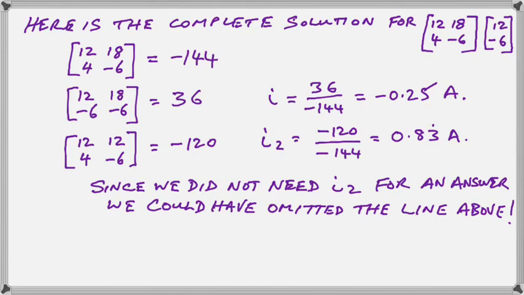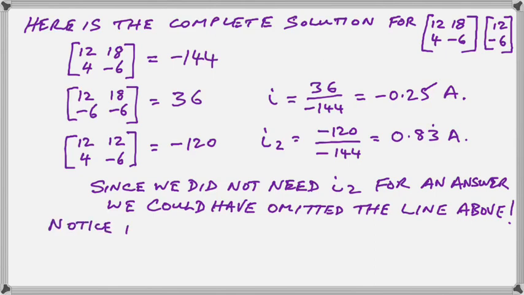You can have 3, 4, or 5 i's to find, and then it gets really tedious to have to work them all out and work out all these various determinants. So if you arrange your matrices properly, and you don't need all of the i's, then you probably don't have to follow the whole thing right away through. So we could have omitted that last line entirely, and we would have been good to go.